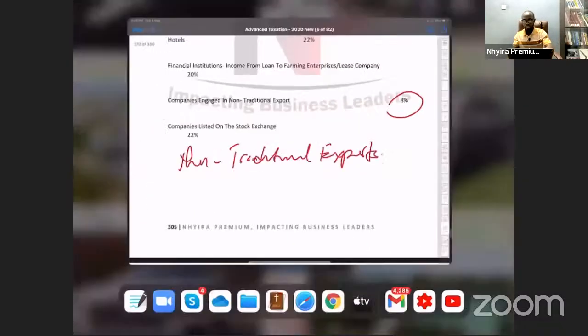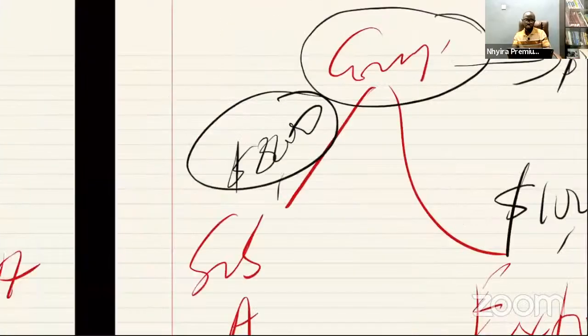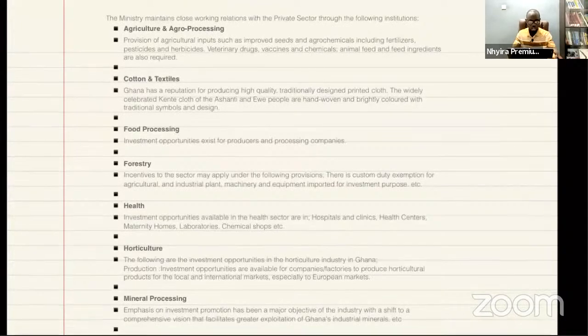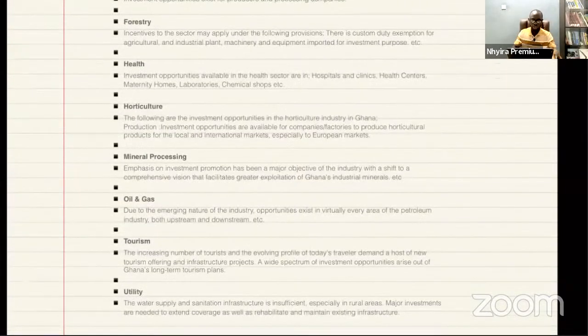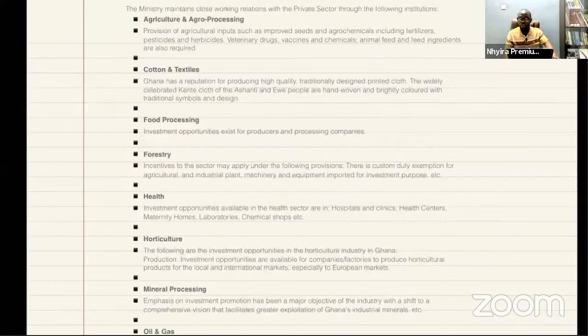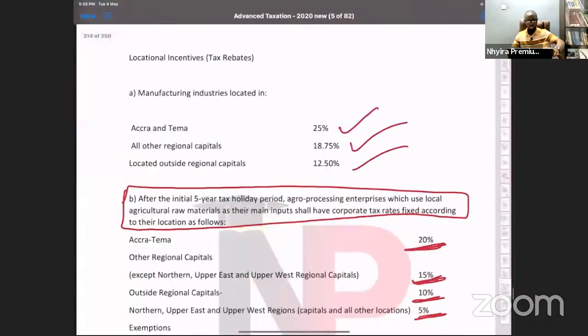Now, in case you're asking what the priority sectors are, they are as follows, as I'm showing you on my screen: agriculture, corn and textile, food processing, forestry, health, horticulture, mineral processing, oil and gas, tourism, utility. All these are priority sectors, and carryover of losses for them is 5 years. Any organization outside these types of companies will be carrying over losses for a period of 3 years. You want to make sure you understand that when dealing with corporate tax liability. I wanted to bring that to your notice as well.